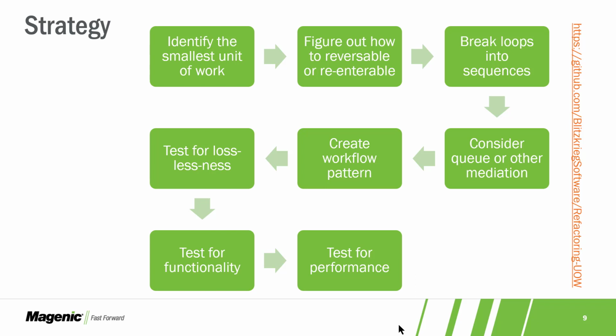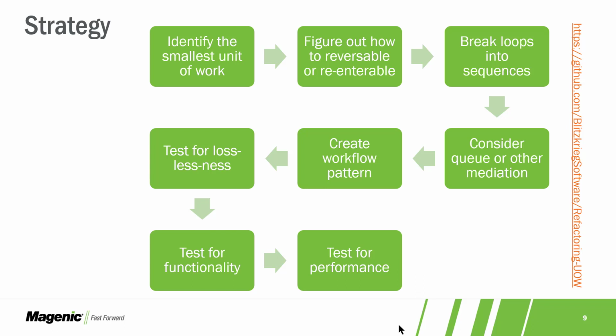But you also want to think about how long it takes that series of operations to complete, and is that inside the envelope of my termination interval? That is, the time between the time I'm told I'm going to die and I actually die. Figure out how to make each one of them reversible, reenterable, and if you can't do that, figure out a compensation. Break loops into sequences.